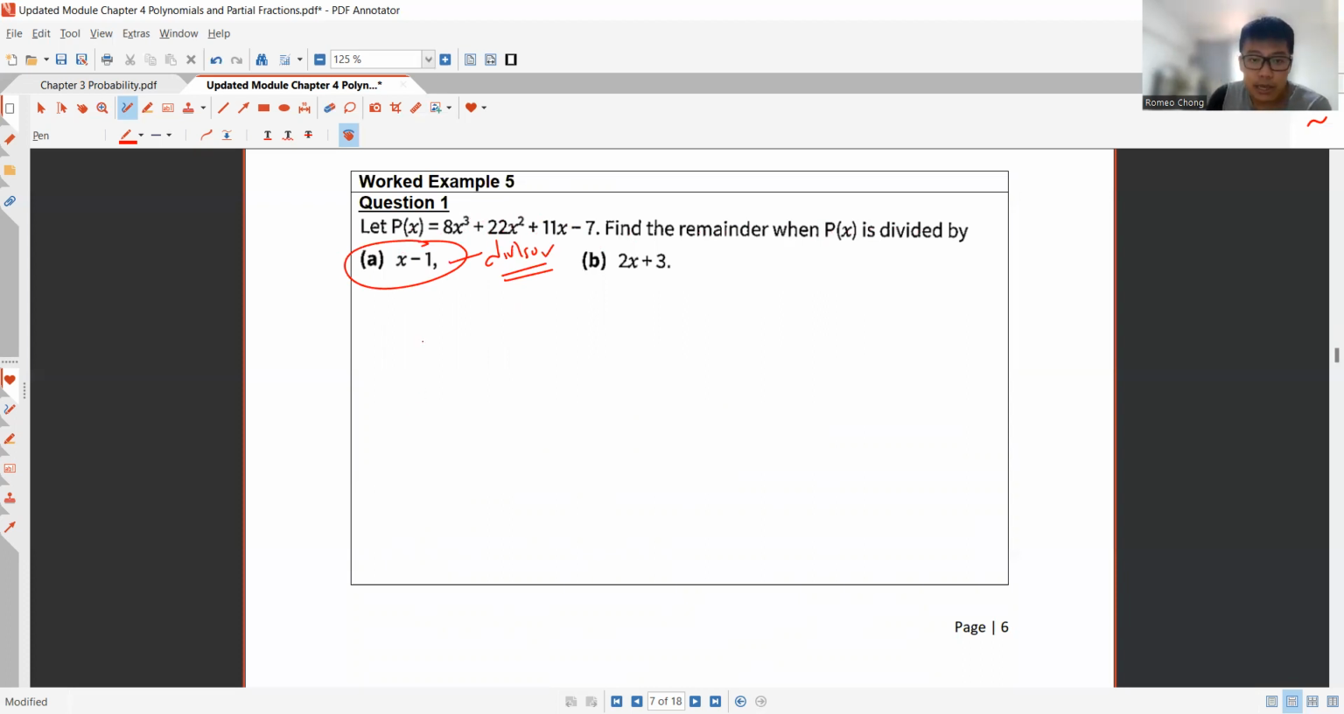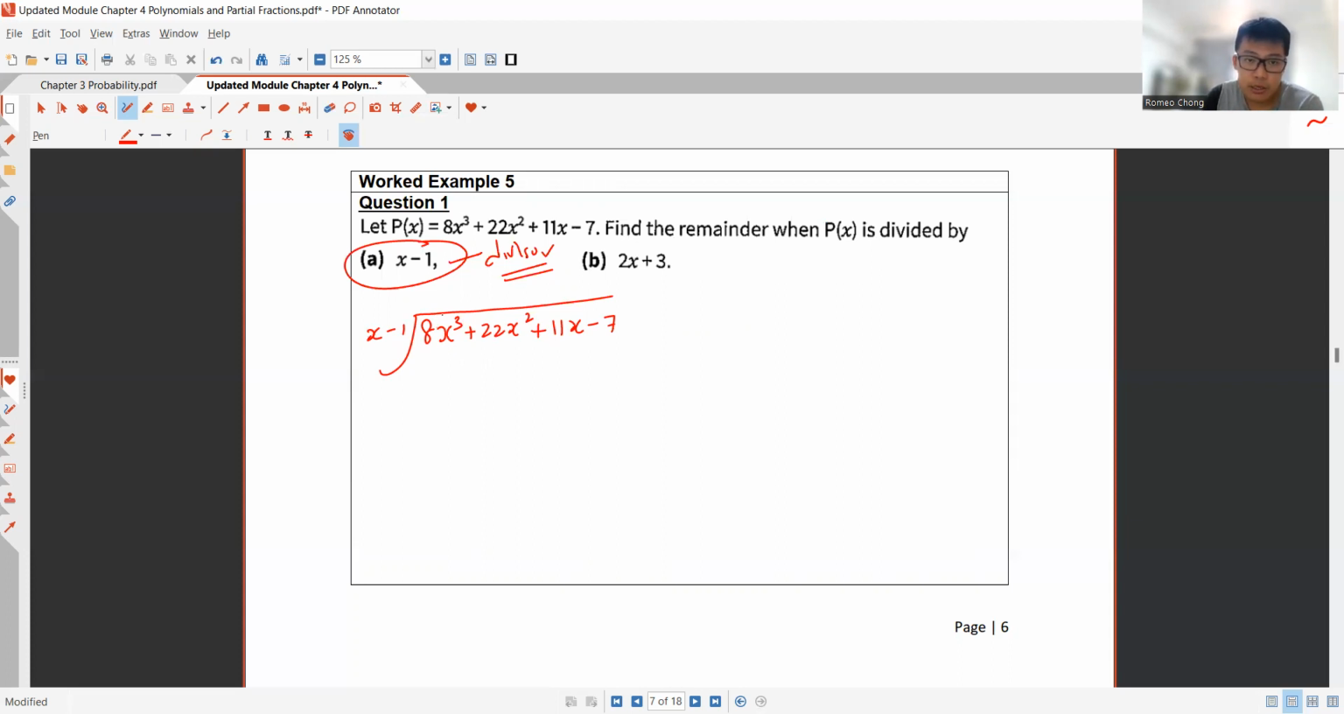So for your long division, what you need to do is do your long division first: 8x cubed plus 22x squared plus 11x minus 7. And then you divide this whole thing by your x minus 1. I'm sure that you know how to do this one already since we have discussed it in the previous subtopic.